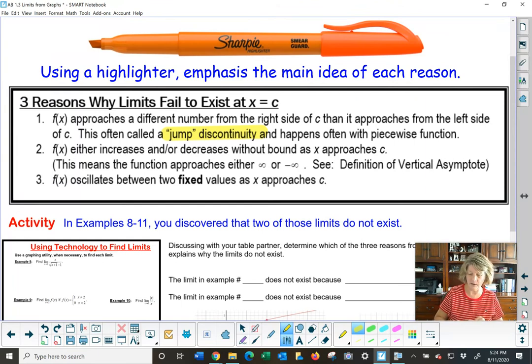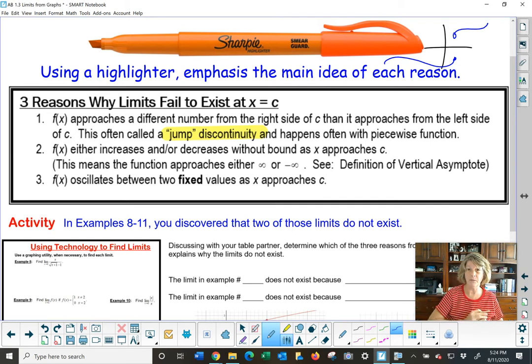Jump discontinuity. I want to draw you a quick picture of a jump discontinuity. So I have some function finishing here, but then taking off again like that. Definite difference between the left side's y value and the right side's y value.